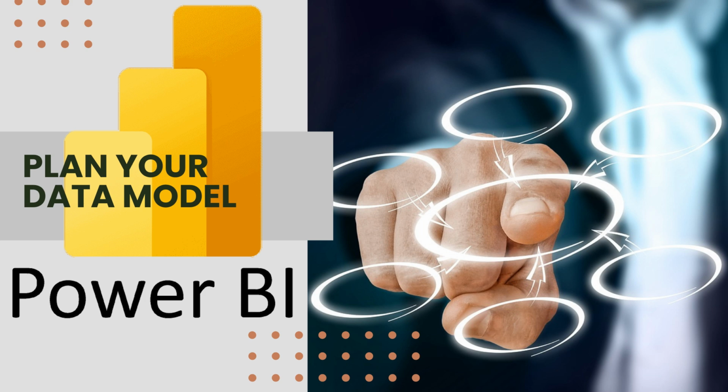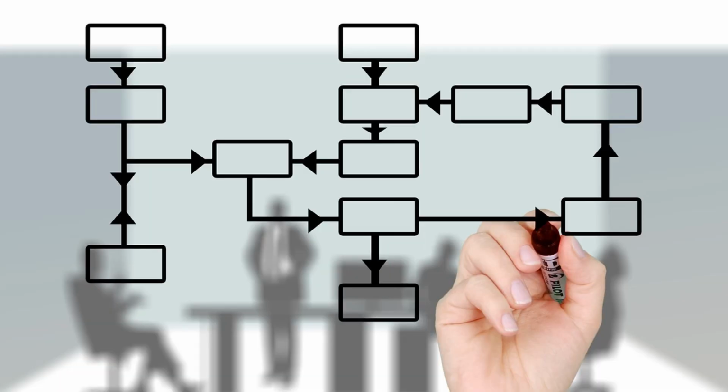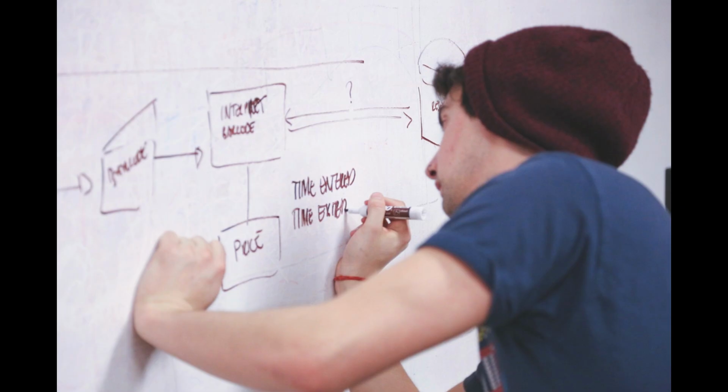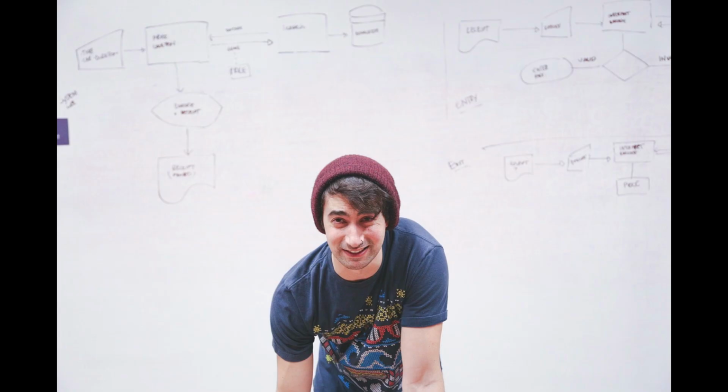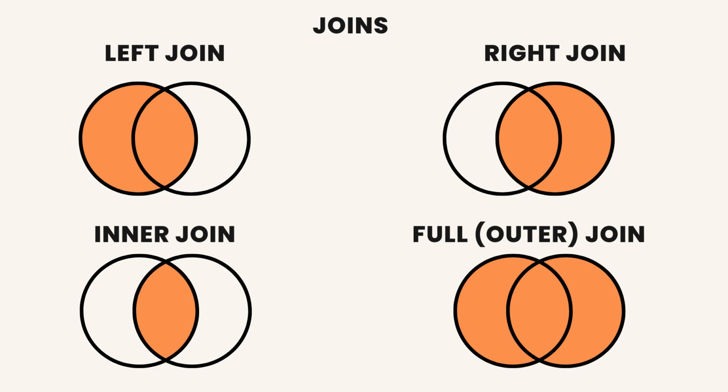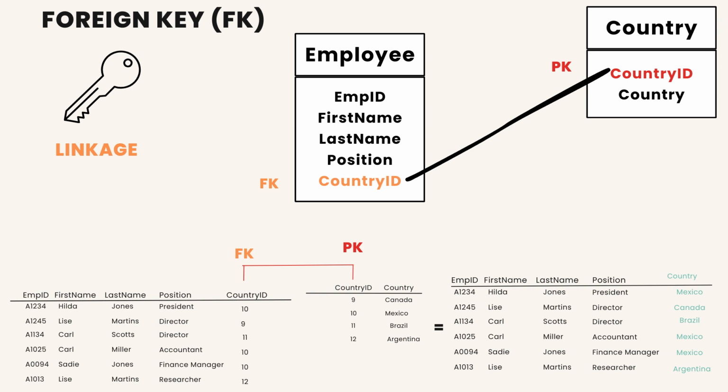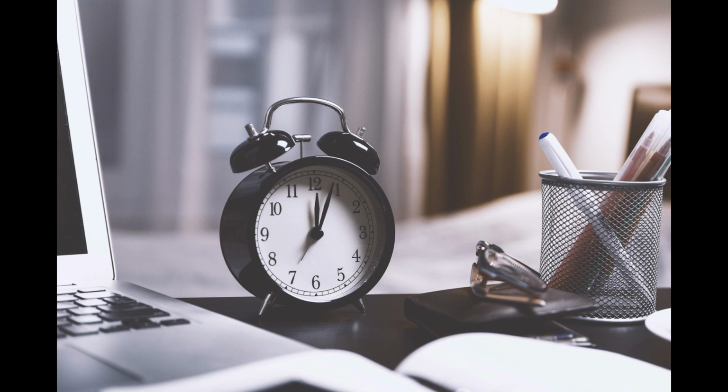Outline your data sources and relationships before starting your project. Planning your data model is a crucial first step in any Power BI project. By outlining your data sources and defining relationships early on, you set the foundation for a well-structured and efficient data analysis. Understanding how your data tables interact and ensuring you have the necessary joins and keys in place can save you a lot of time and headaches down the line.